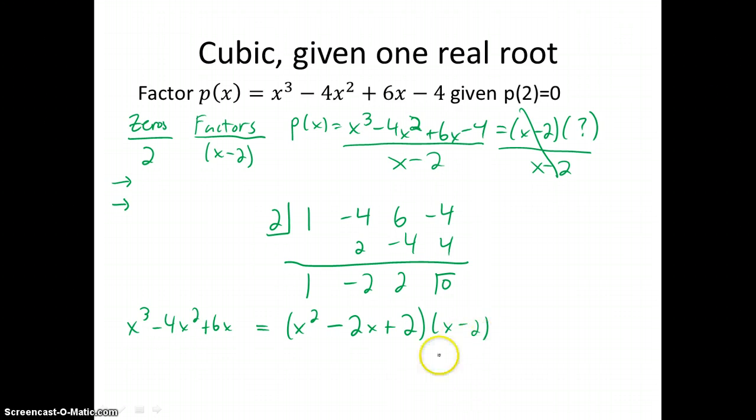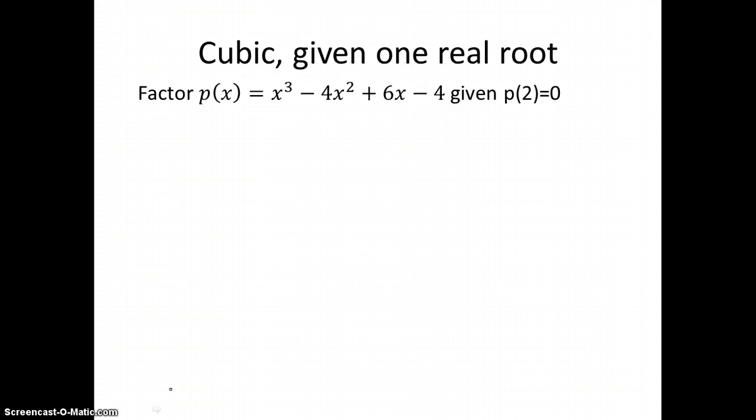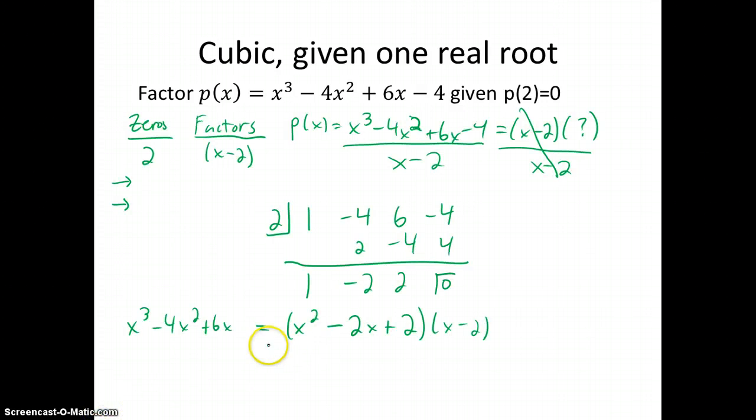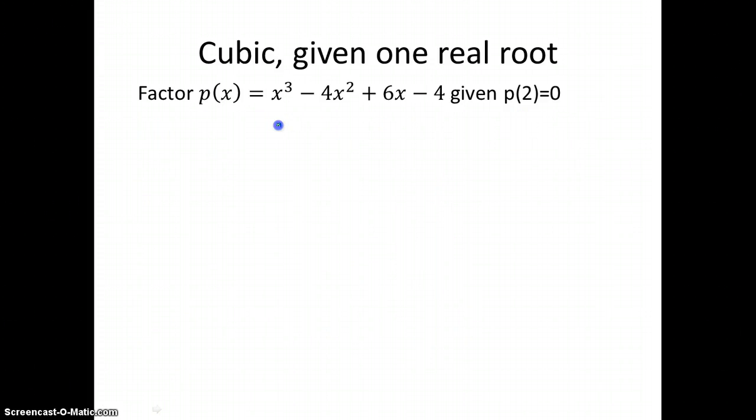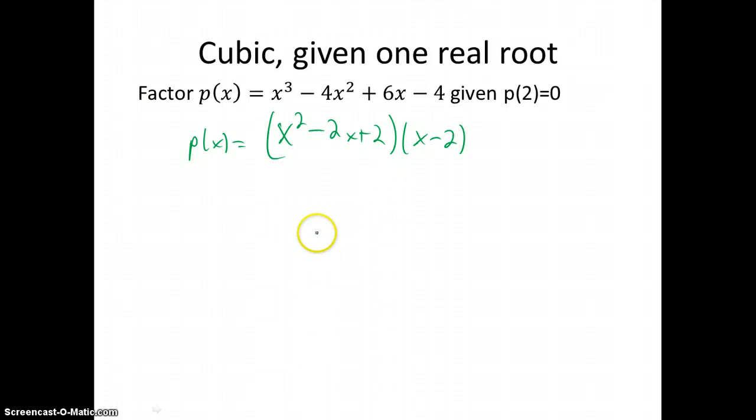Now, if we want to completely factor this thing, we actually have to be able to factor this quadratic right here. So I'm actually going to write this out again. We have x squared minus 2x plus 2, and then it was multiplied by our divisor, x minus 2. This was our p of x. So we factored it a little bit. We're actually going to factor it just a little bit more.